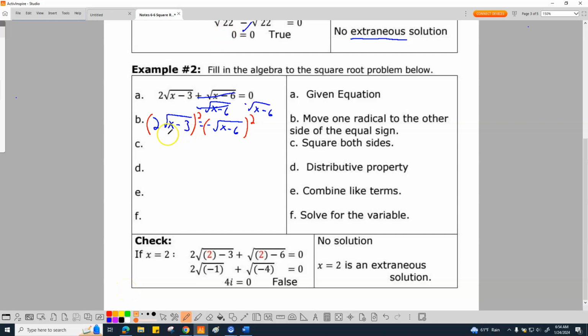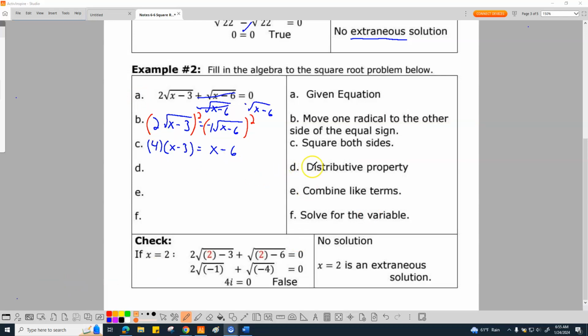2 squared. 2 squared is 4. I'm going to put that right there. And the square root of x minus 3 squared ends up being x minus 3. Now I'm going to do this. This negative squared, remember negative 1 is right here. Negative 1 squared is positive. And then when you square this little sign right here, it removes it. And you end up with x minus 6, which is perfect.